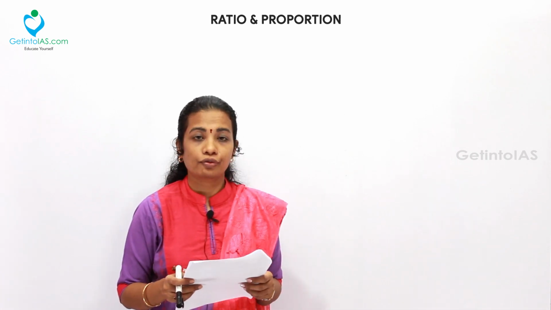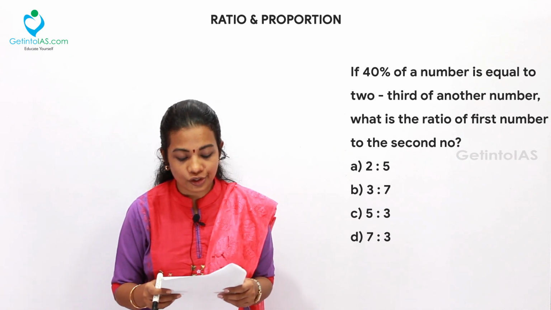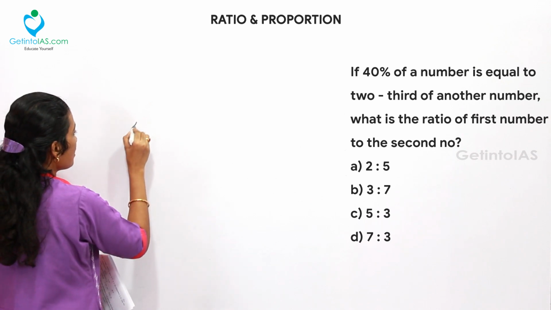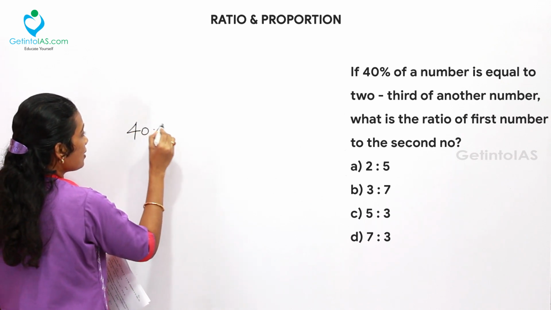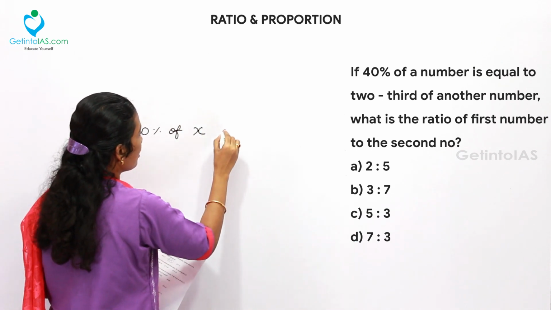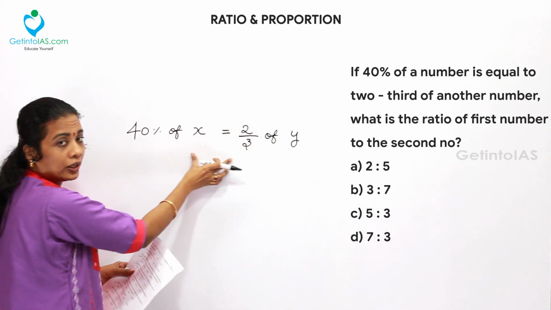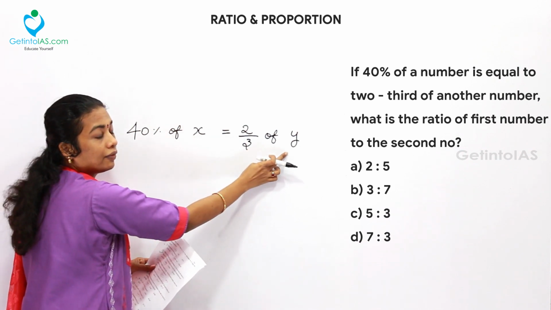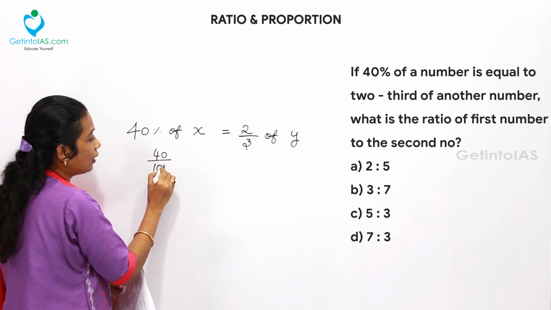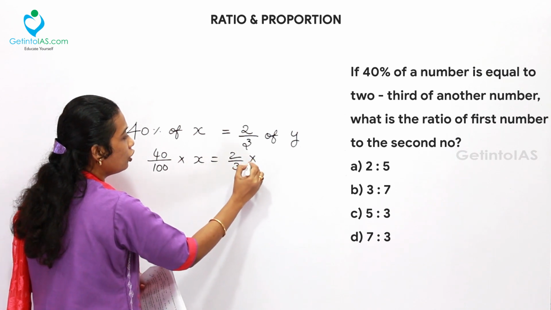The next question: if 40% of a number is equal to 2/3 of another number, what is the ratio of the first number to the second number? Here the first number can be taken as x, that is 40% of x. The second number can be taken as y, 2 by 3 of y. Both are equal, it is clearly said. Now you want to find the ratio of x is to y. 40% can be taken as 40 by 100, so 40 by 100 of x is equal to 2 by 3 of y.